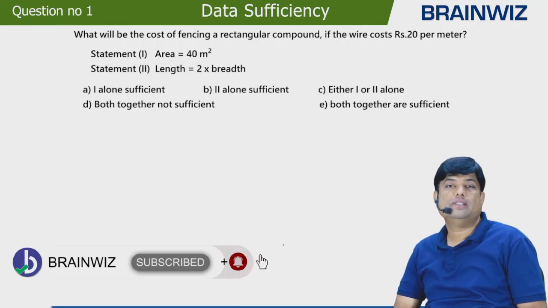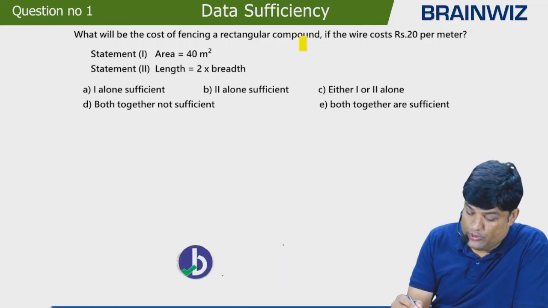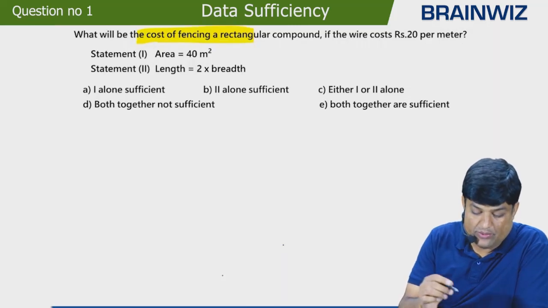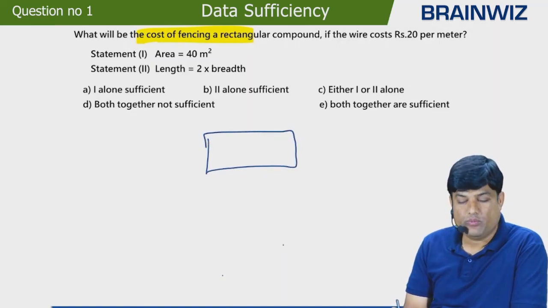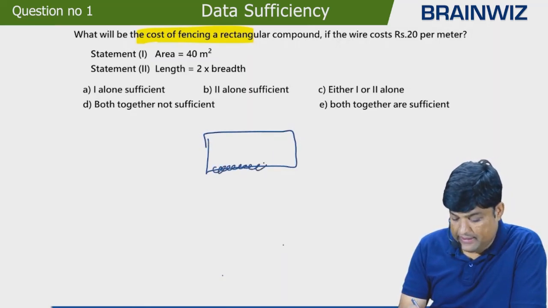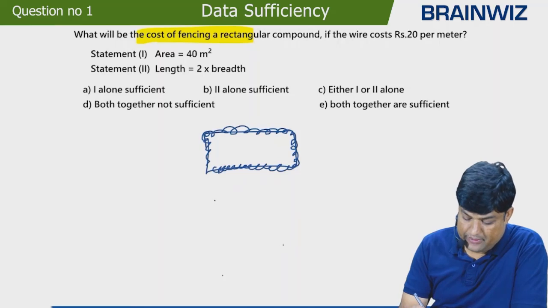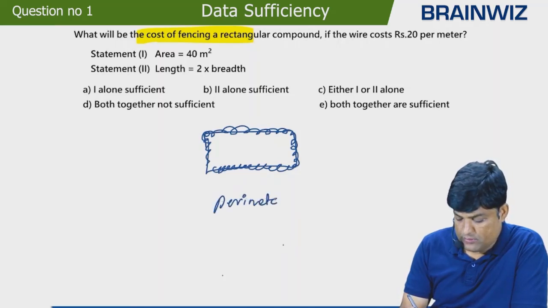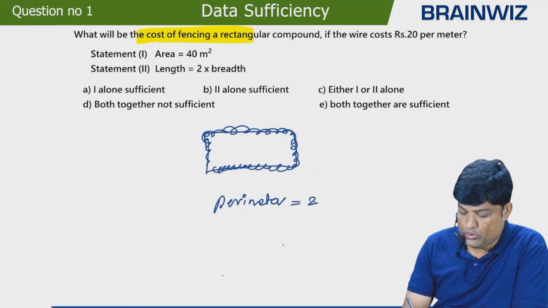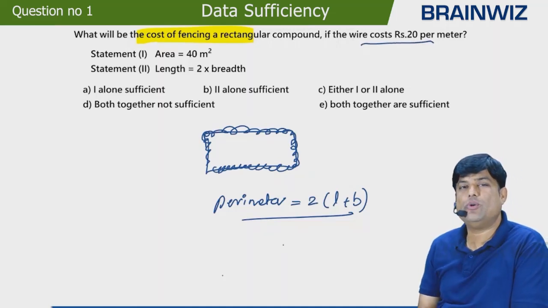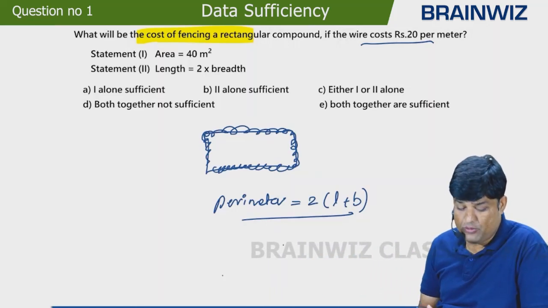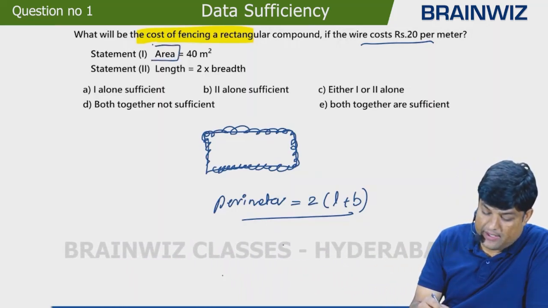But we want the requirement. The requirement in this question is the cost of fencing. Students, this is a compound wall, and in this compound wall you want to put a wire. So you require the perimeter. Perimeter is 2 times (L plus B). If you have the L value and the B value, you can find the perimeter, and then multiply by 20 rupees per meter to get the answer. But we have not been given the perimeter. We have been given the area in the first statement.